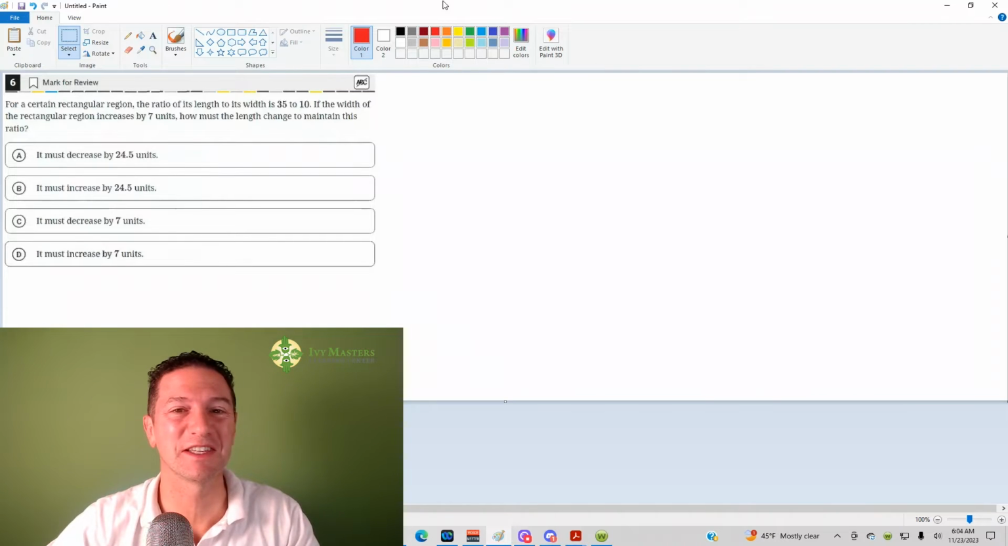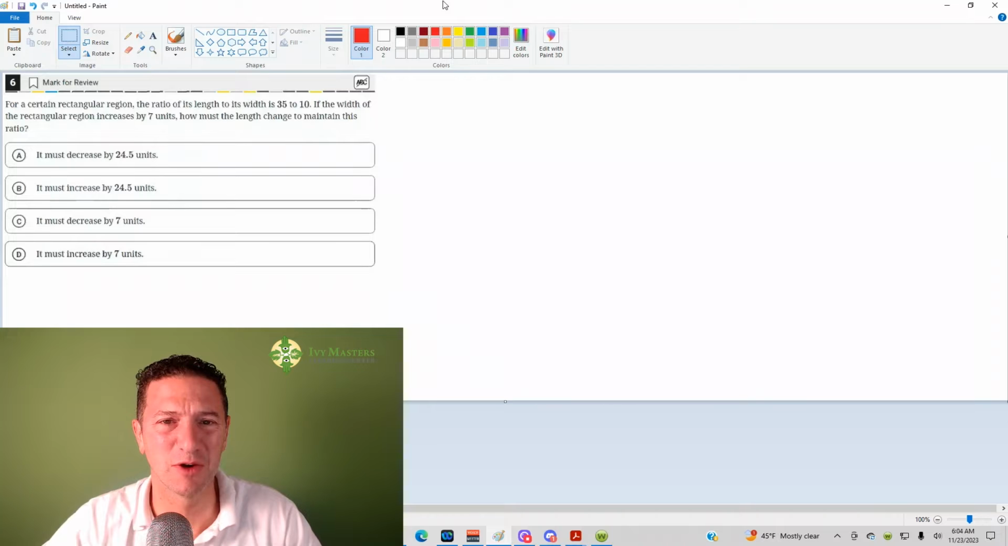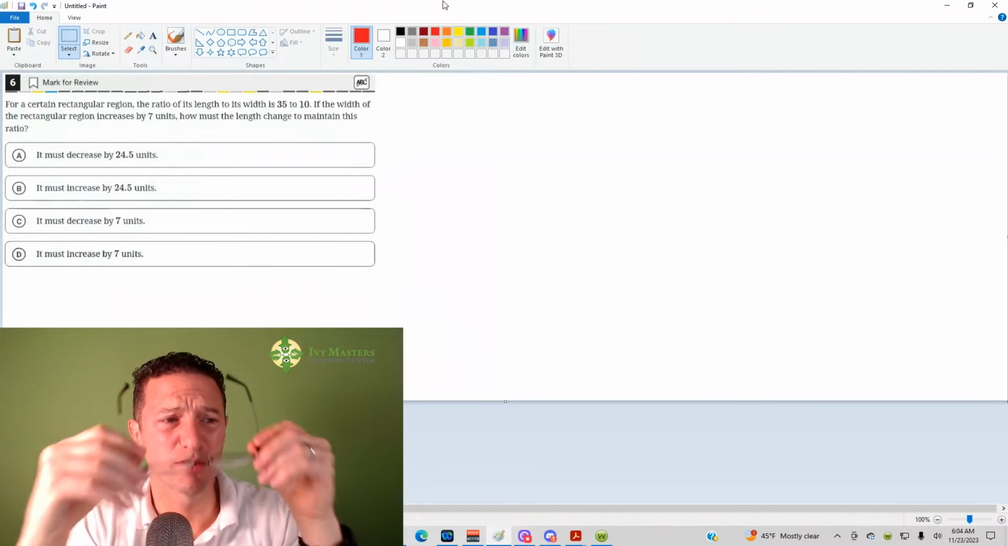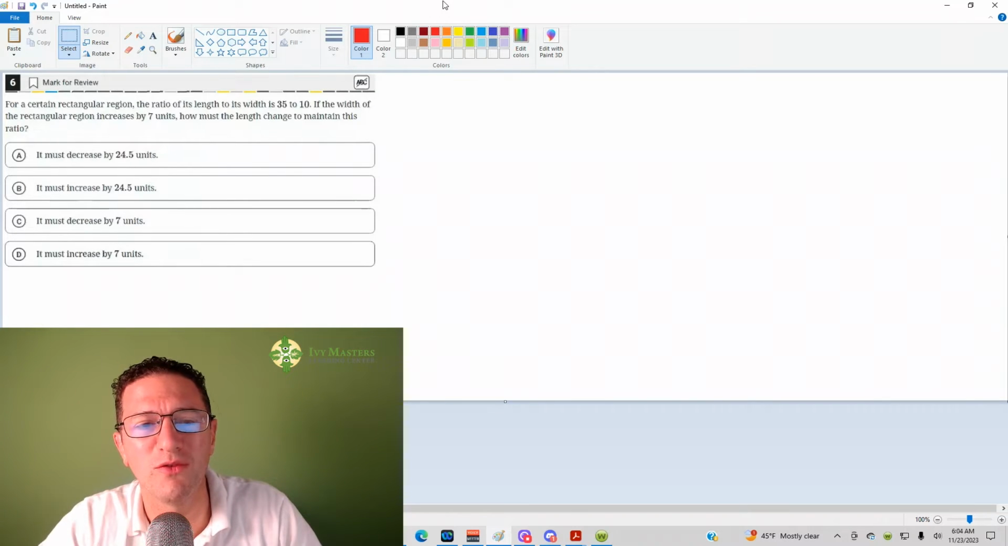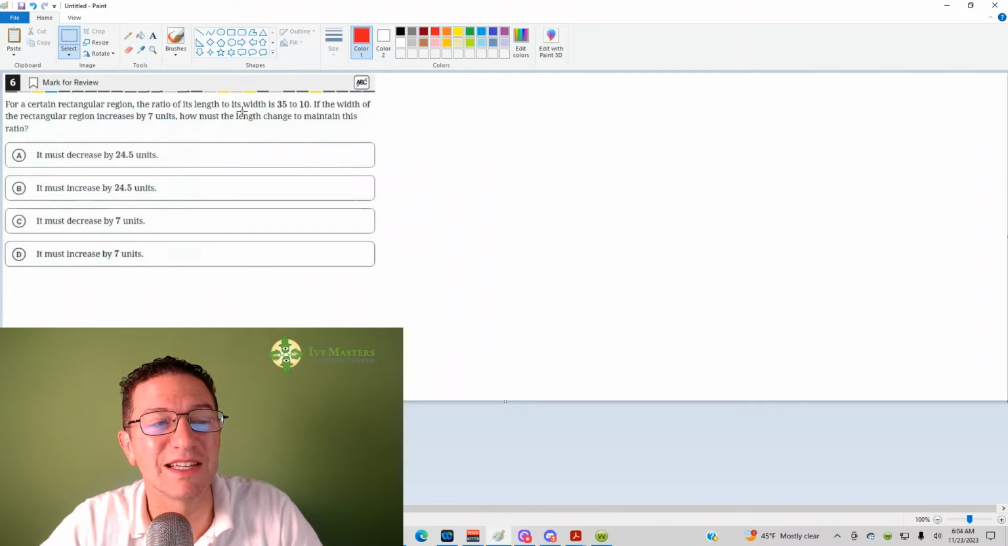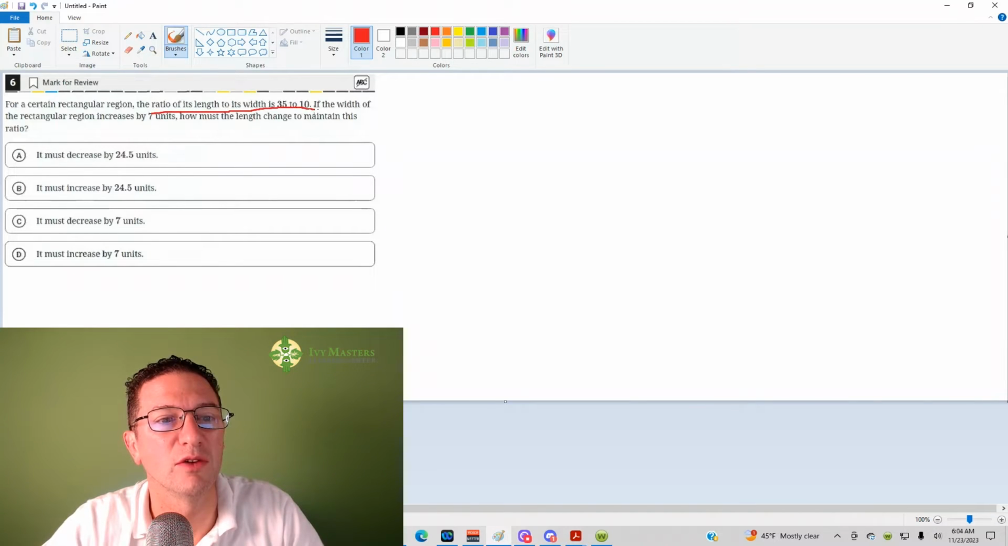And today we're going to look at the sixth question from the Digital SAT Test 1, Module 1. This is from the Bluebook app, the harder set of math questions. Number 6 reads, for a certain rectangular region, the ratio of the length to the width is 35 to 10. If the width of the rectangular region increases by 7 units, I'm going to underline some stuff that's important here. Length to the width is 35 to 10. Width increases by 7. How must the length change to maintain this ratio?